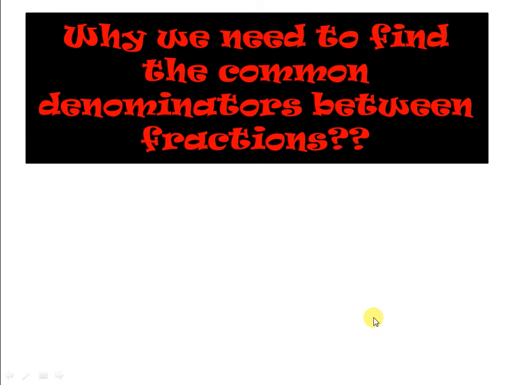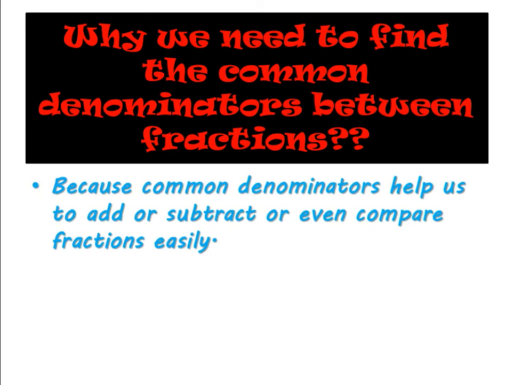The next question, why do we need to find the common denominator between fractions? Why do we need to make the two denominators equal? Because common denominators help us to add, subtract, or even compare fractions easily. For example, 3/5 plus 1/5. We have the same denominator here, the same parts in all. So we can add the numerators easily. 3 plus 1 is equal to 4/5. And that's it.